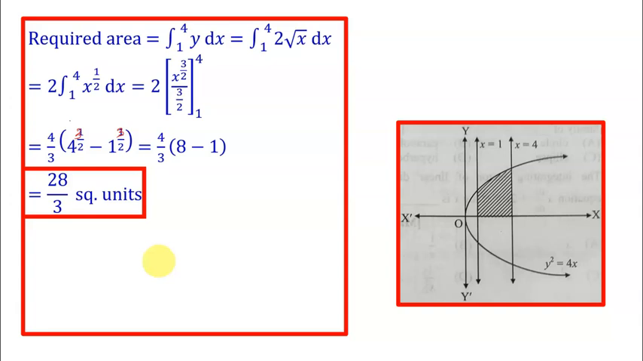This is the area between the line x is equals to 1 and x is equals to 4 and the parabola y square is equals to 4x and the x-axis.